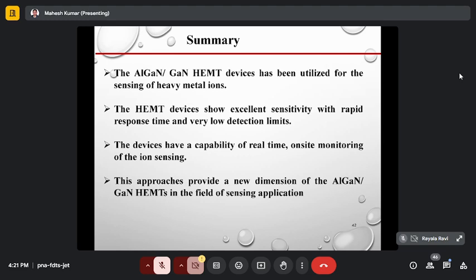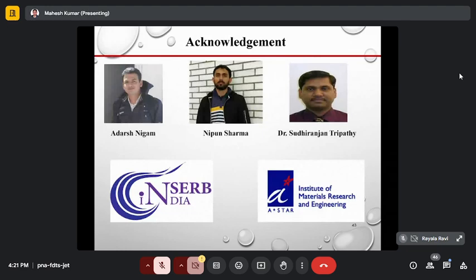So this approach provides a new dimension of aluminum gallium nitride HEMT in the field of sensing applications.